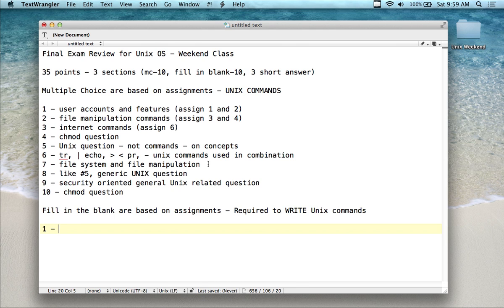All right, so back to the exam. Question number 1. Number 1's a file system question. File manipulation question. Let me tell you something though.